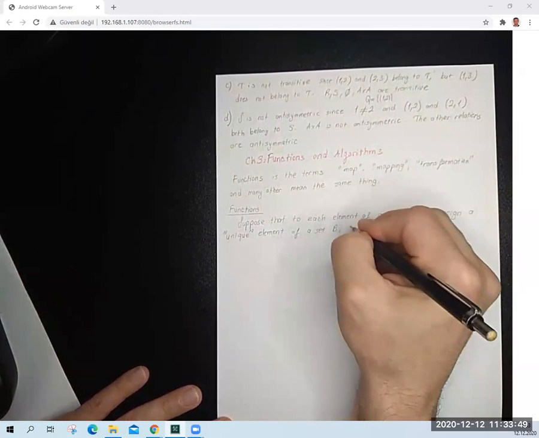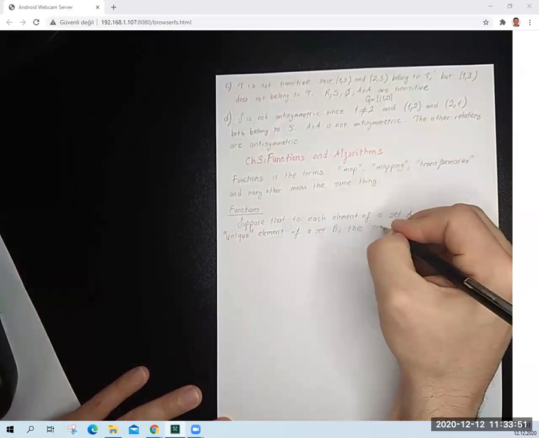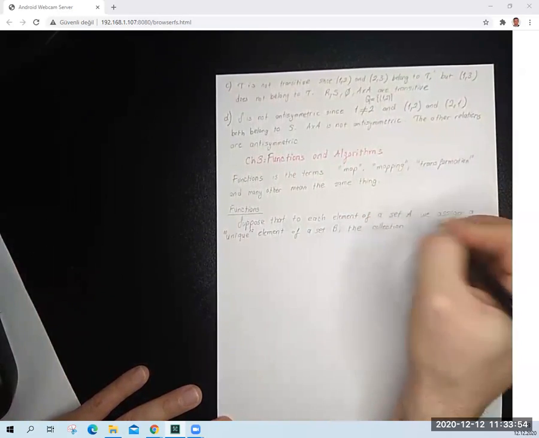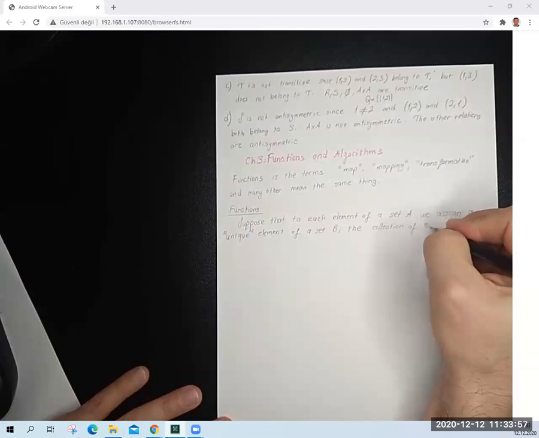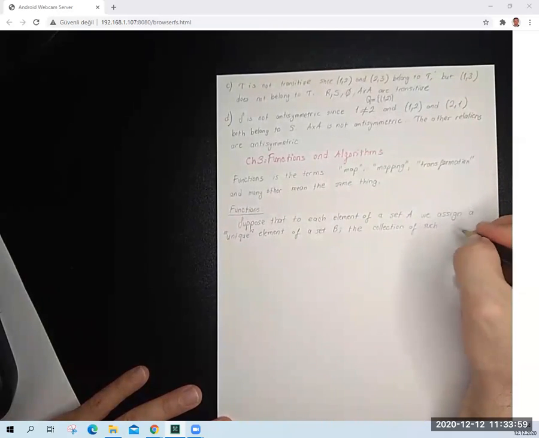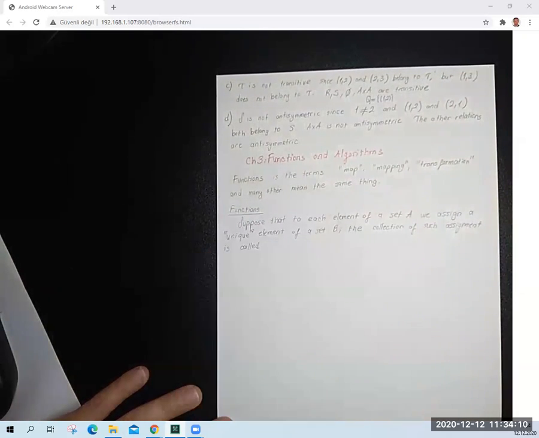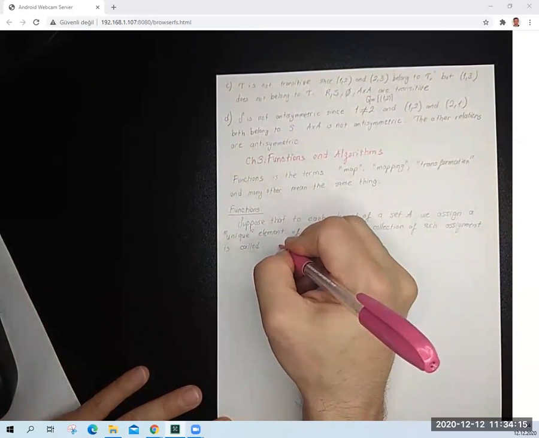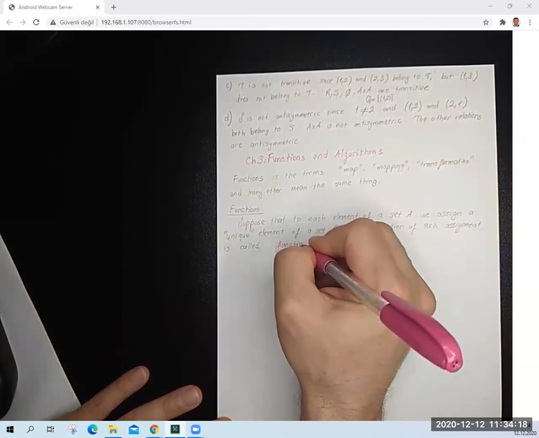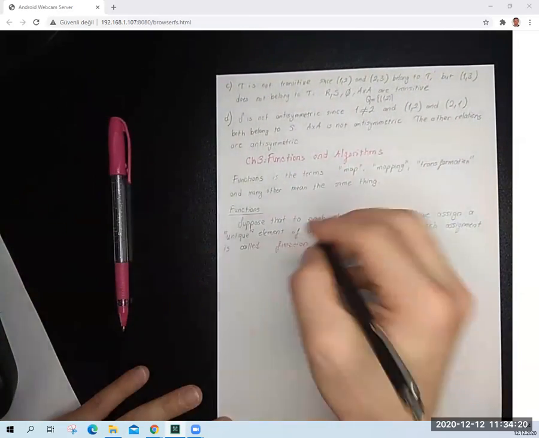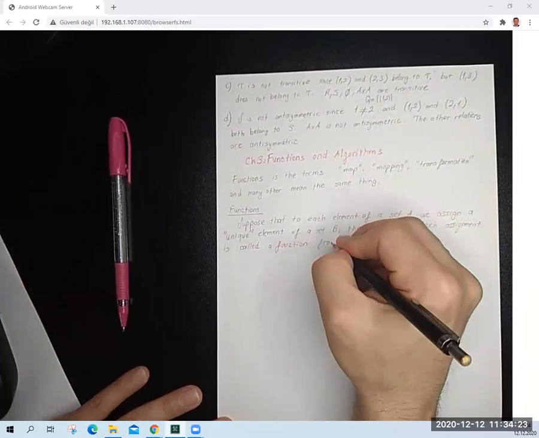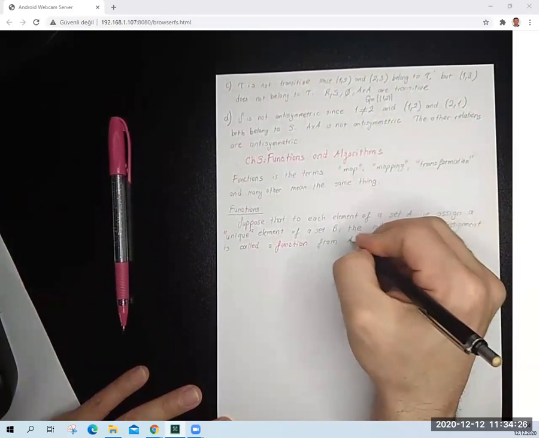The collection of such assignments is called a function from A into B.